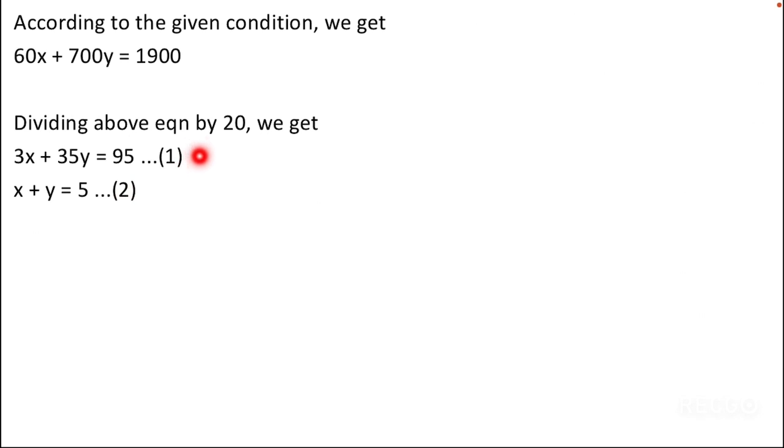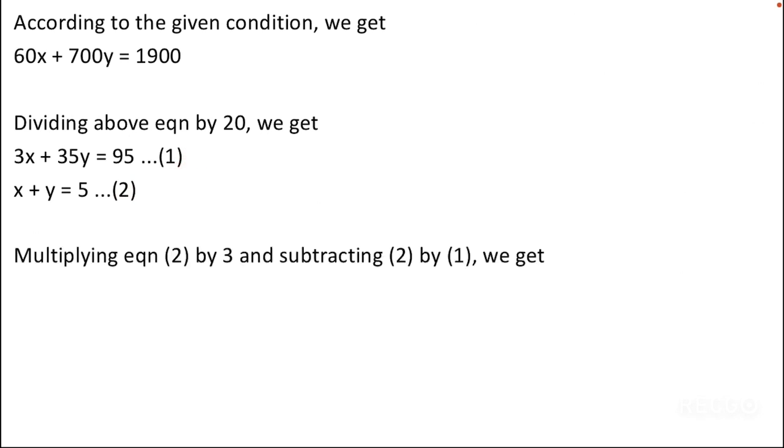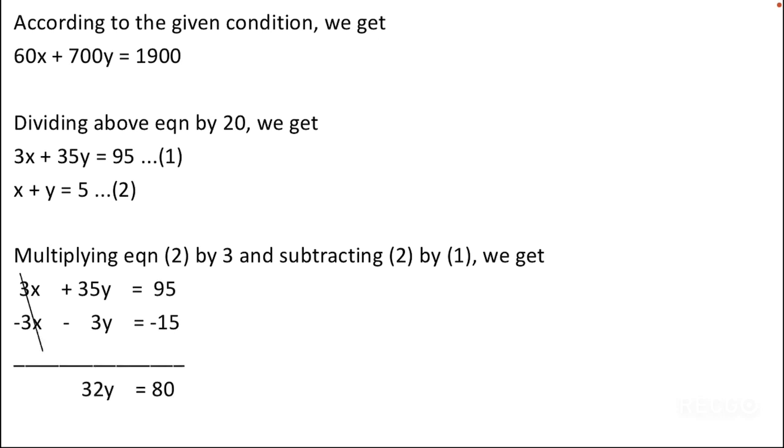So over here we will multiply equation 2 by 3 to get 3 as the coefficient of x, and we will subtract 2 from 1. So what we get is 3x plus 35y is equal to 95, and 3x plus 3y is equal to 15. So 3x will get cancelled, and we get 32y is equal to 80. So our y is equal to 80 upon 32. So our y is equal to 5 by 2.